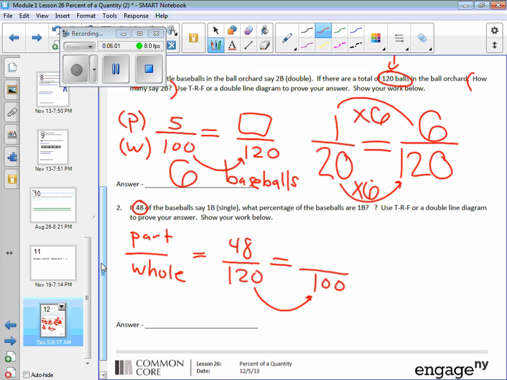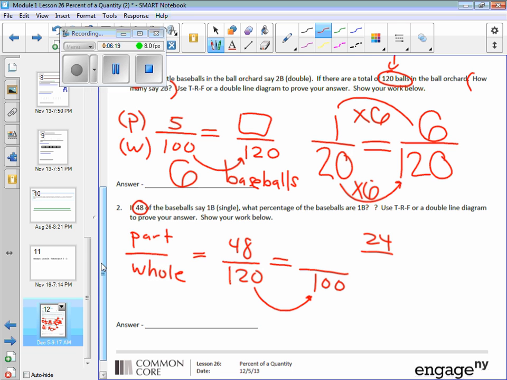Now, the reduction of this fraction, it takes a little bit of time if you don't see it right away. If both numbers are even, which they are, split them in half. What's half of 48? 24.